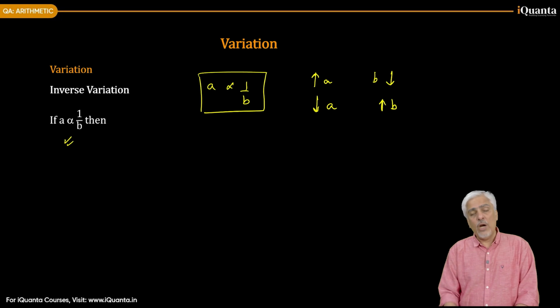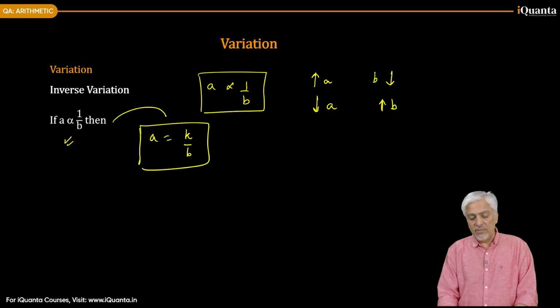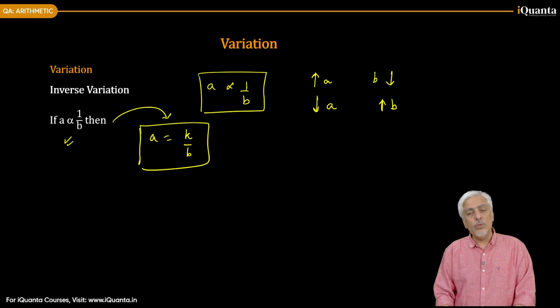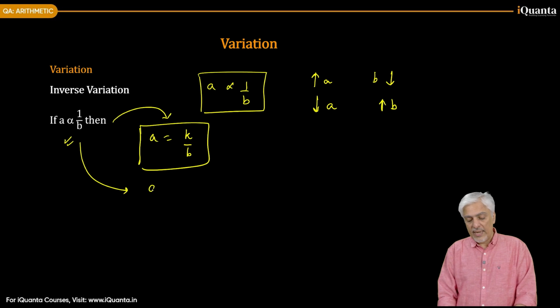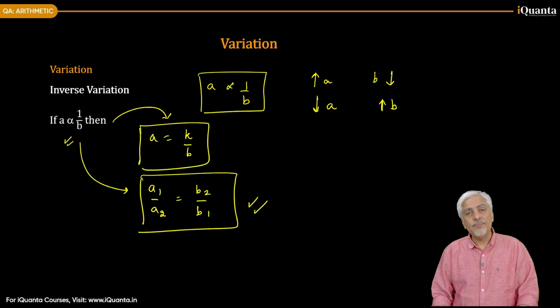So how do you solve it mathematically? You can write it in two ways. You can write it as A is equal to K upon B. Whenever you want to convert the variation sign to an equal to sign, you have to put K upon B. And you can continue this as A1 upon A2 is equal to B2 upon B1. Okay, A1 upon A2 is equal to B2 upon B1. That is what we have to remember.